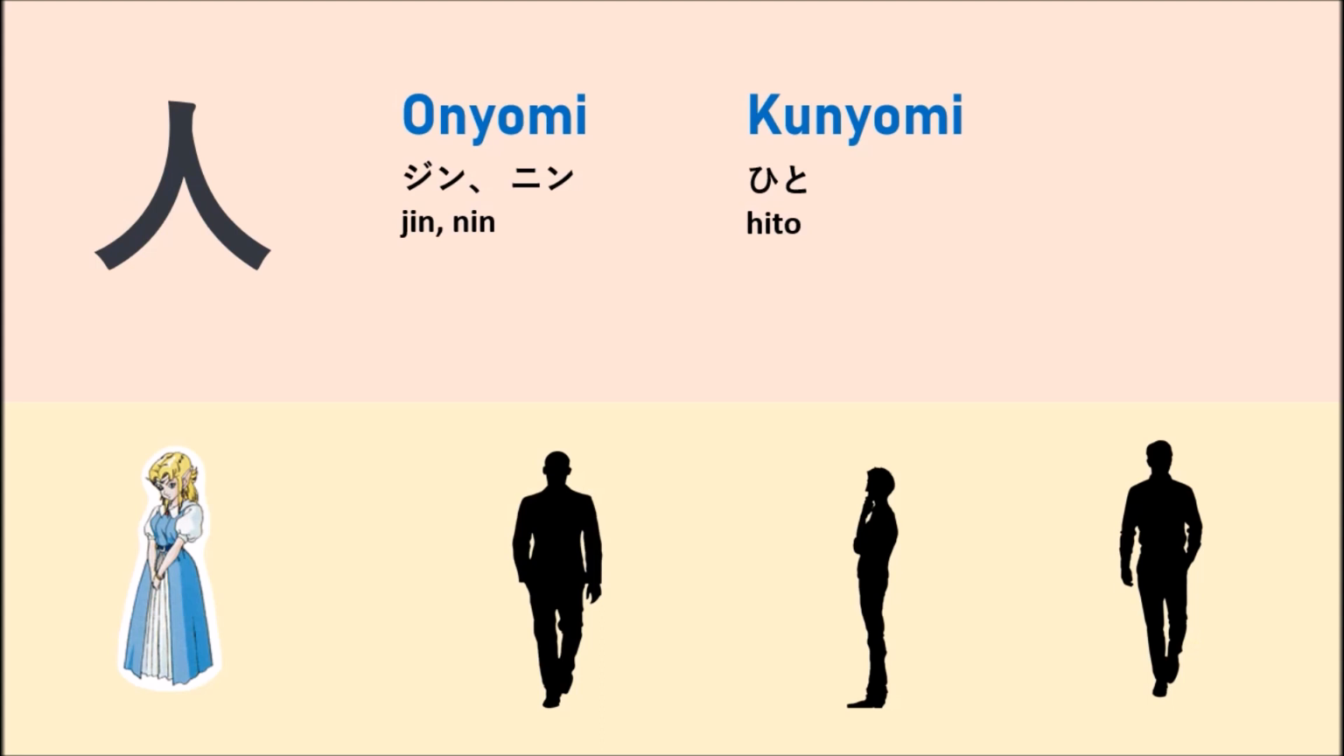The kunyomi is from the original Japanese sound, and the onyomi is from the original Chinese sound. So when you learn Japanese, you have to know the pronunciation of each letter or kanji. If you remember, when you read a Japanese magazine or book, you will know the pronunciation. So let's see some examples of how to use this kanji.